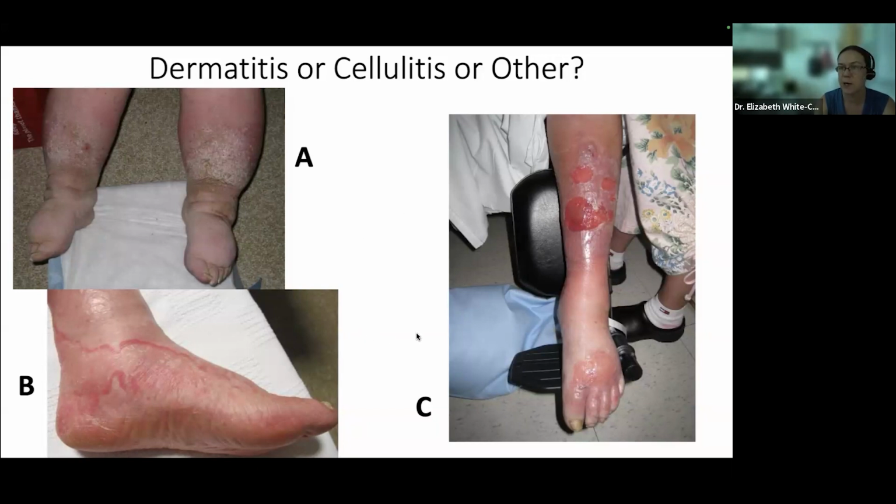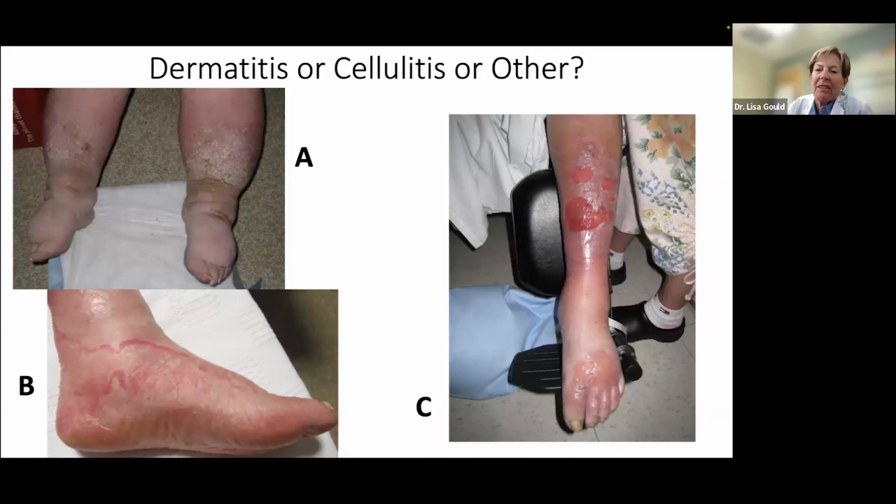And then C is a cellulitis. That was a patient of mine that had pretty significant heart failure and had increasing pain, redness. I think even had some fevers where we treated it with antibiotics, but also did the leg elevation and compression. Yeah, I think that's a good illustration of the blisters that can come from just leg edema with heart failure. And they can turn into bad wounds that don't heal well.